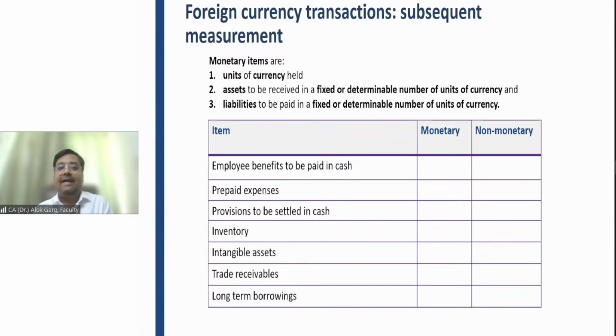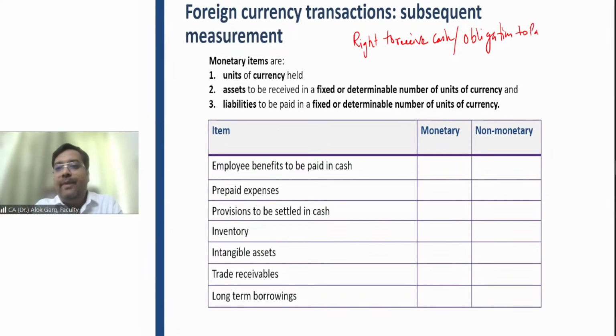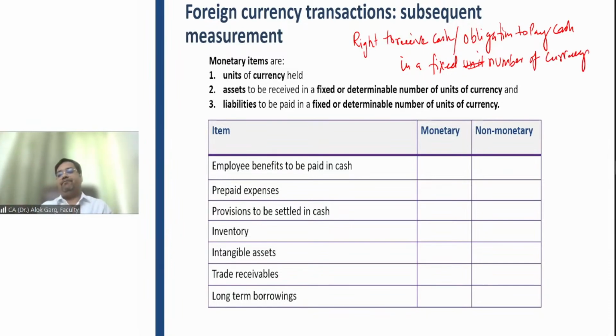Monetary item, please write down. Monetary items are right to receive cash or obligation to pay cash in a fixed number of units of currency.